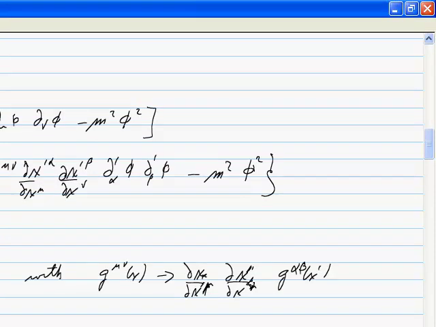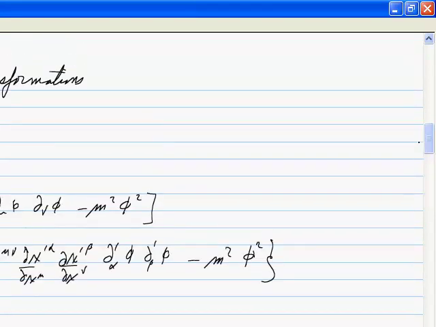Yeah, the downstairs is a prime, I think. Well, it's a scalar. But when we do a transformation of the fermion, which I'm going to do next, it's going to have a piece, but the scalar doesn't.